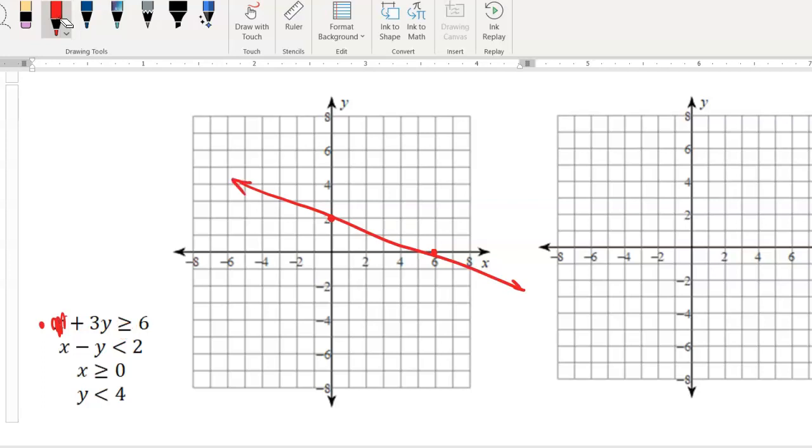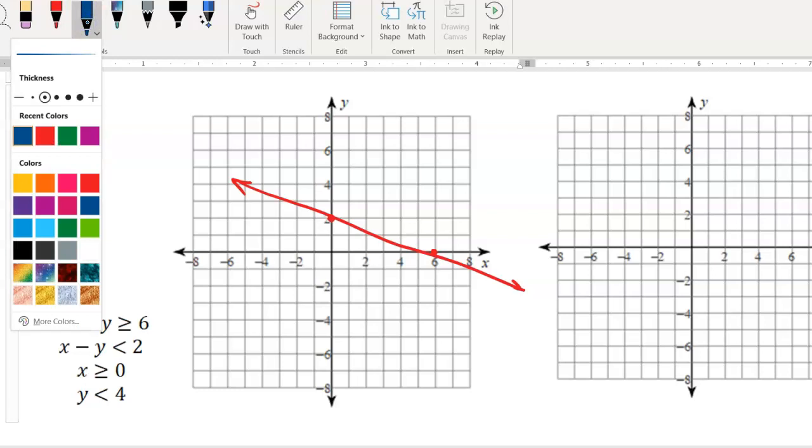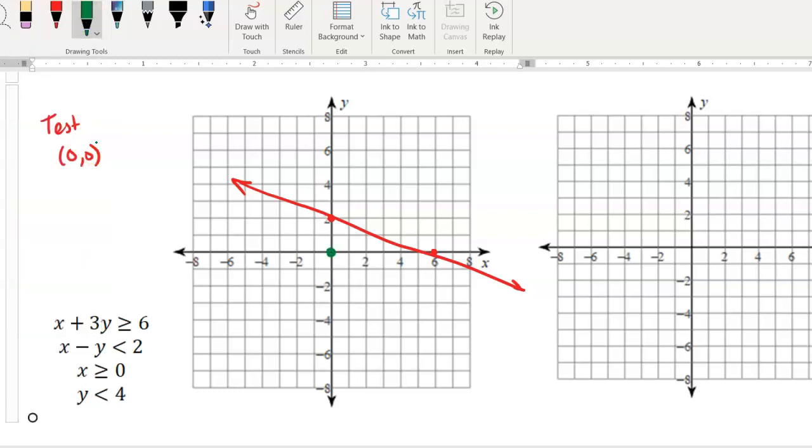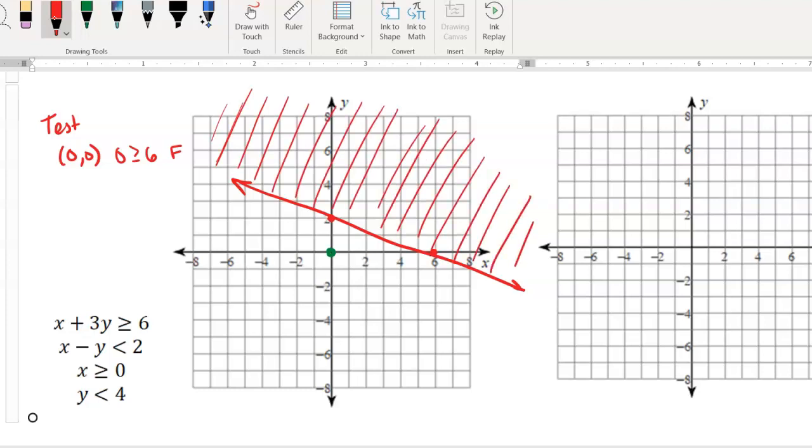Okay. Now we're going to see what side we shade on. So I'm going to test 0, 0. You can always use 0, 0 as long as it's not on the line. If 0, 0 is on the line, just use a different point and test it the same way. If you use 0, 0, the left side will just all be 0. So we get the statement 0 is greater than or equal to 6. That is false. So I don't want to shade on the side of the line that the test point is on, because the test point proved false. All right, so now let's do the other one.